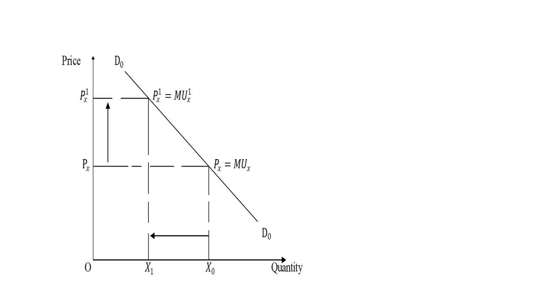So when x1 is consumed, there is an equilibrium situation. When x0 is consumed, there is an equilibrium situation. So the consumer is always at equilibrium by maximizing utility. Anytime the consumer is in equilibrium, he is maximizing utility. And the utility is maximized when the price you are paying is equal to the marginal utility you are deriving from consuming the commodity.